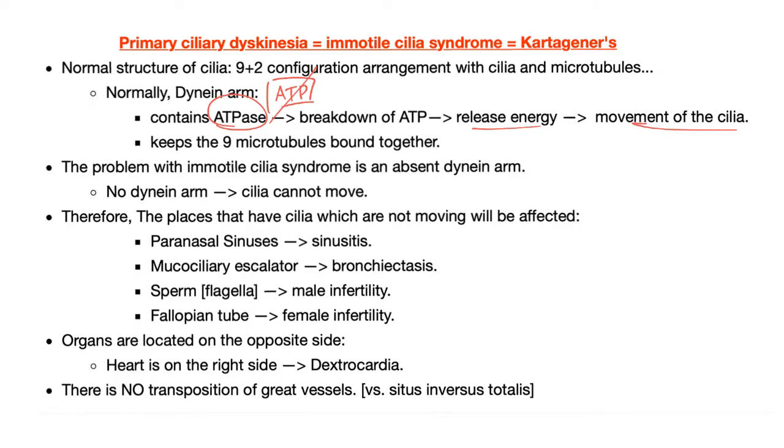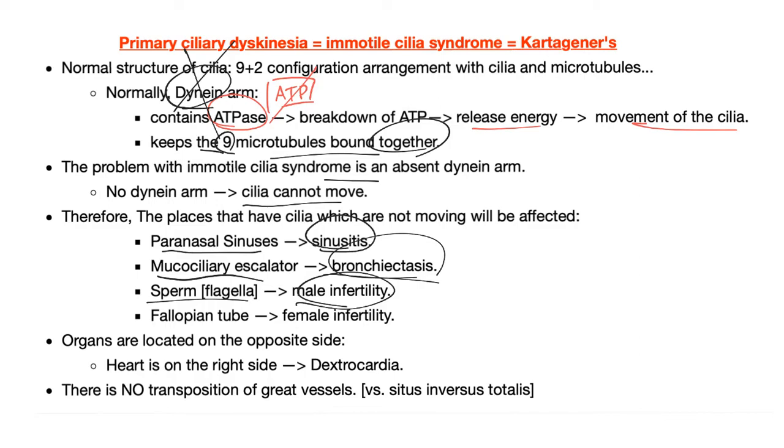This is the dynein. Now the problem in immotile cilia syndrome is that there is no dynein arm. It's defective. Therefore, the cilia cannot move. Therefore, the cilia in your paranasal sinus are not moving, leading to sinusitis. The cilia in your mucociliary escalator, in the pseudostratified columnar ciliated epithelium with goblet cells, in your trachea and upper airway, are not moving, leading to bronchiectasis. Sperm has a flagellum, leading to male infertility. The fallopian tube has cilia, leading to female infertility.